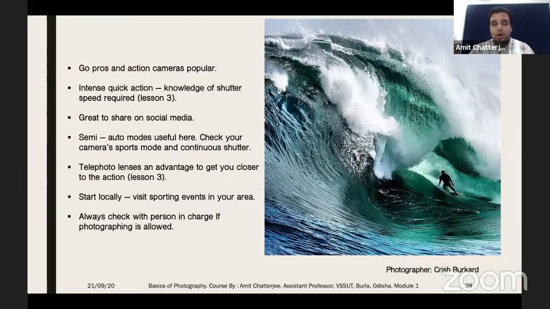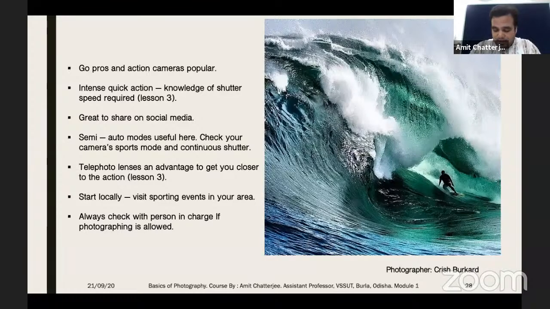And semi-auto modes are useful here. We usually discourage people from using auto mode, and try to tell them to use manual mode as much as possible, because manual mode gives you control over the camera. But when things are moving so fast, you might not be able to control all the aspects of a camera. So in that kind of situation, you might have to go for semi-auto modes, and that will help you take the photograph the way you want it to.